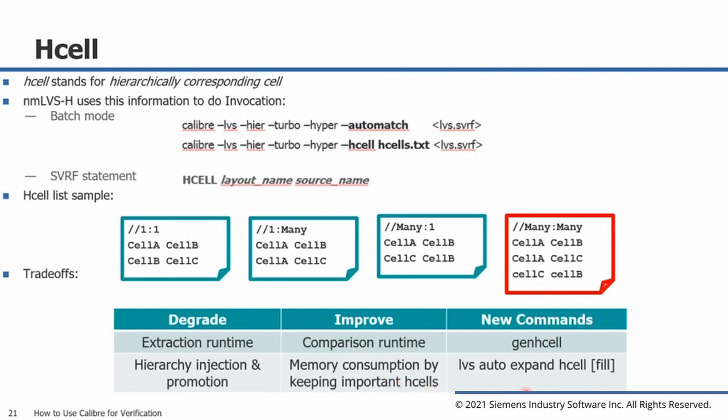And here are some of the commands that you can use during your LVS run, which is gen hcell, which will automatically generate hash cell based on the engine algorithm. And you can use this LVS auto expand hcell field to expand some of the cells that is not necessarily beneficial to keep as a hierarchical cell.